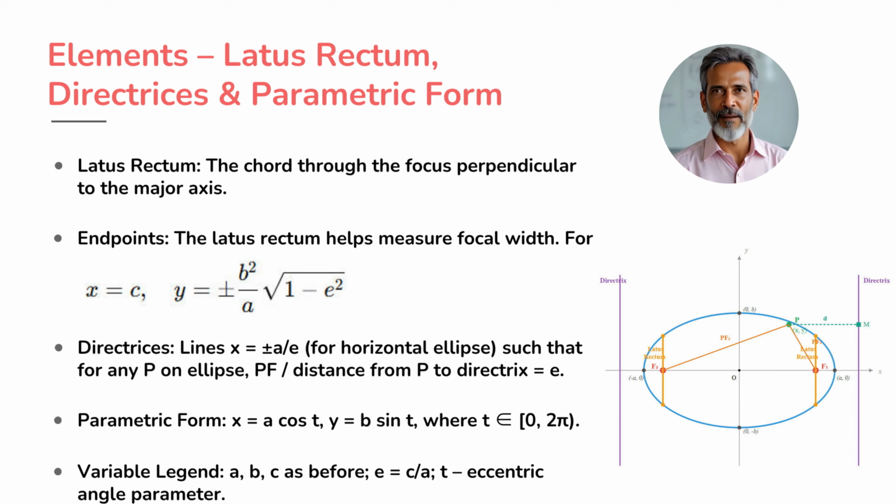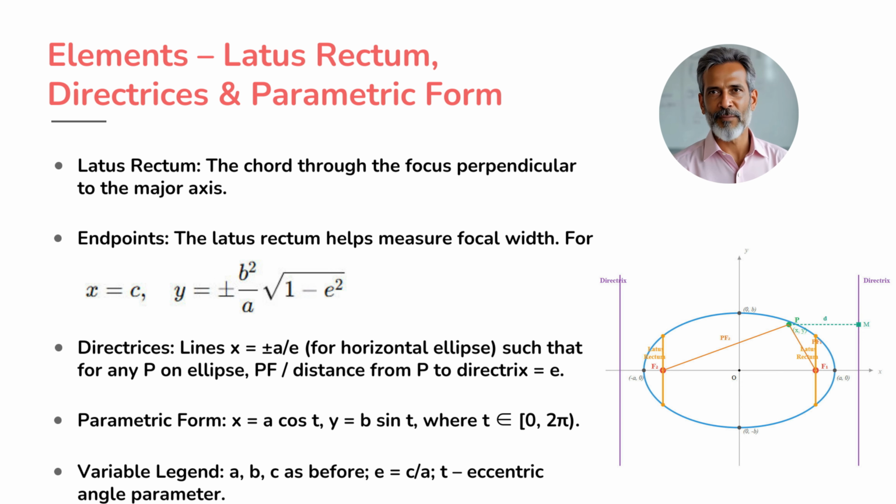Latus rectum. It's the chord that passes through the focus and is perpendicular to the major axis. For the ellipse x squared by a squared plus y squared by b squared equals 1, its length is 2b squared by a. Directrices. These are the vertical lines x equals plus or minus a by e. For any point P on the ellipse, the ratio PF by distance to the directrix equals e.